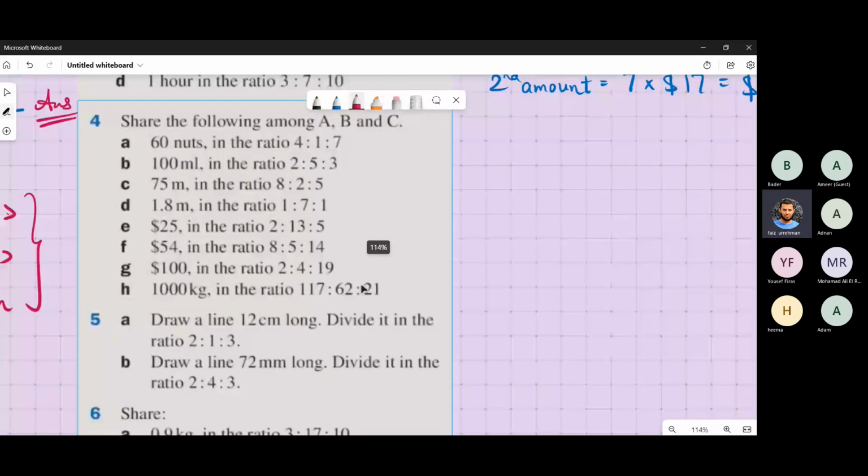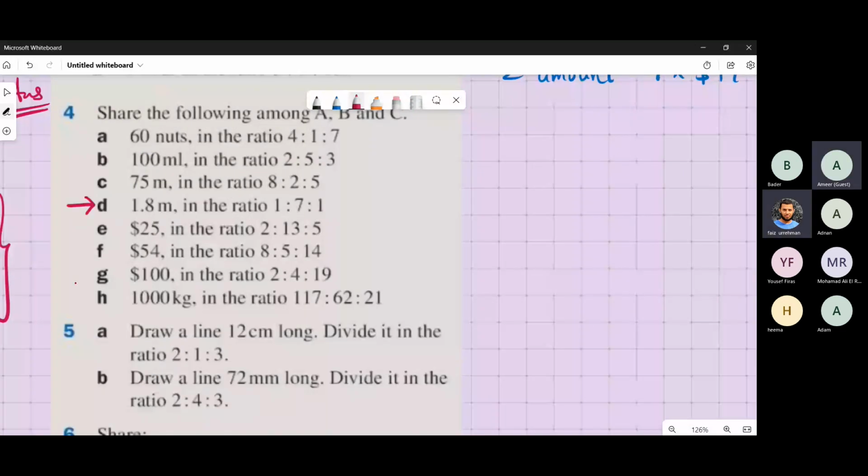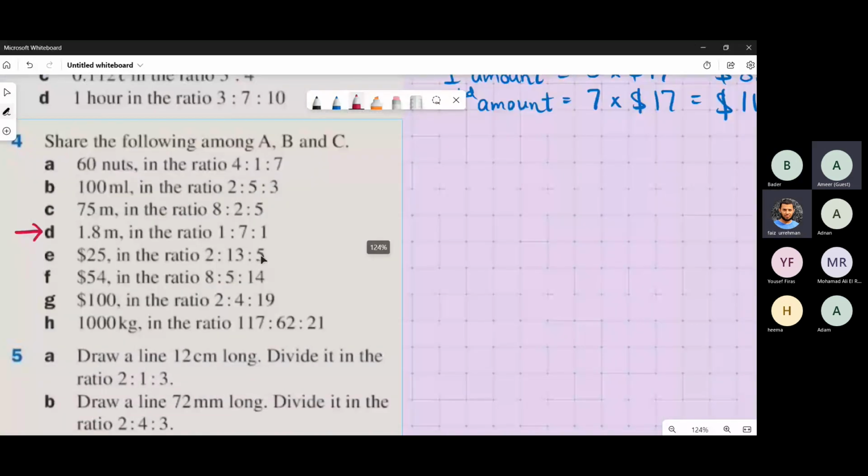Now, for example, this question 4D. How do we do it? Same technique. 1.8 meter. We will add all of them. What will be the first sentence?